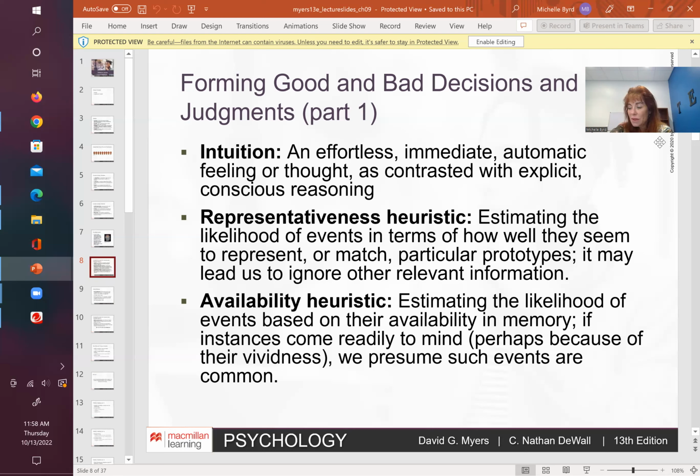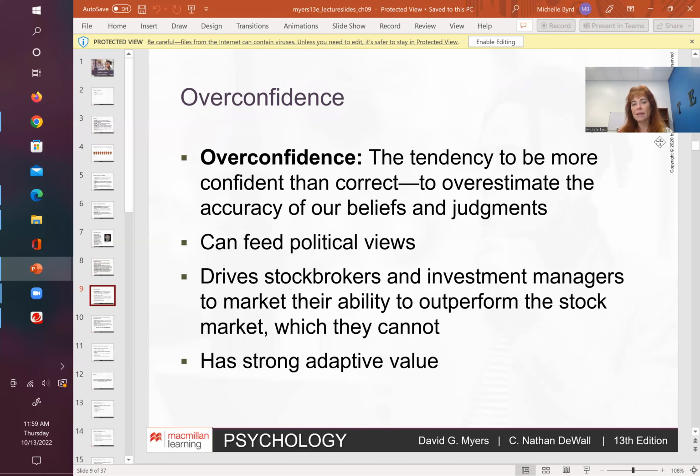So the availability heuristic, on page 330, is estimating the likelihood of events based on their availability in memory. Okay, and these events may not always be common events, but they're very triggering. Okay, and there's a lot of fear factor involved here. And if you look at 330, it's going to talk about, and I believe that might be in our next slide, overconfidence.